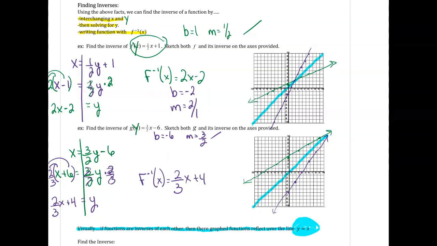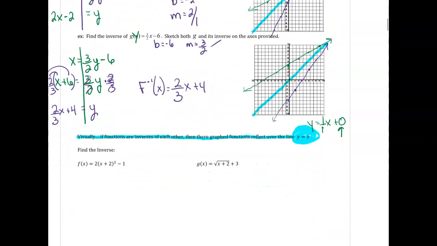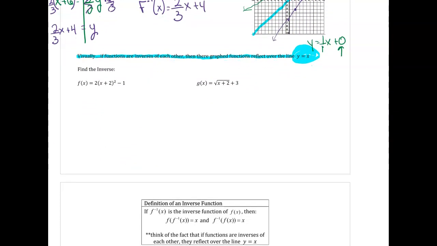And how did I graph that so quickly? Just remember it's y equals 1 over 1 x plus 0. So there's my y-intercept of 0, and my slope is up 1 over 1. All right, let's move on now. Here's two more, just finding the inverse. Let's try something a little more challenging.